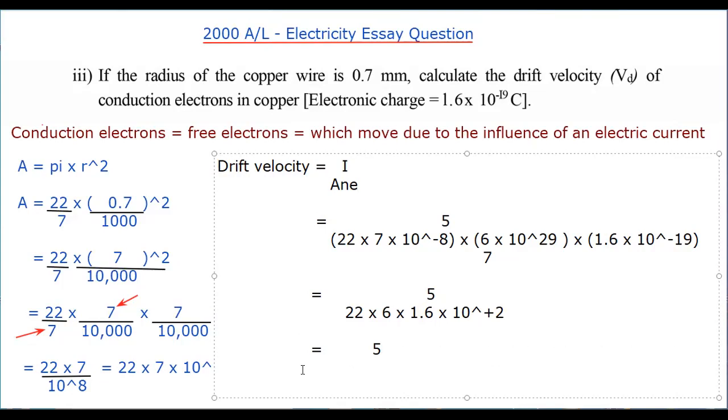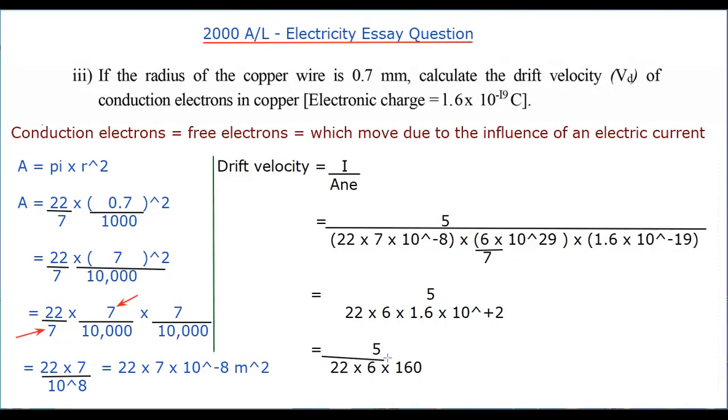5 divided by 22 into 6 into 1.6 multiplied by 10 to the power 2. 10 to the power 2 means 100. So 1.6 into 100 means 160, because one decimal point should be removed. Right? Who got the answer up to this level here? Damai? Anybody in the class? Raise your hand up.